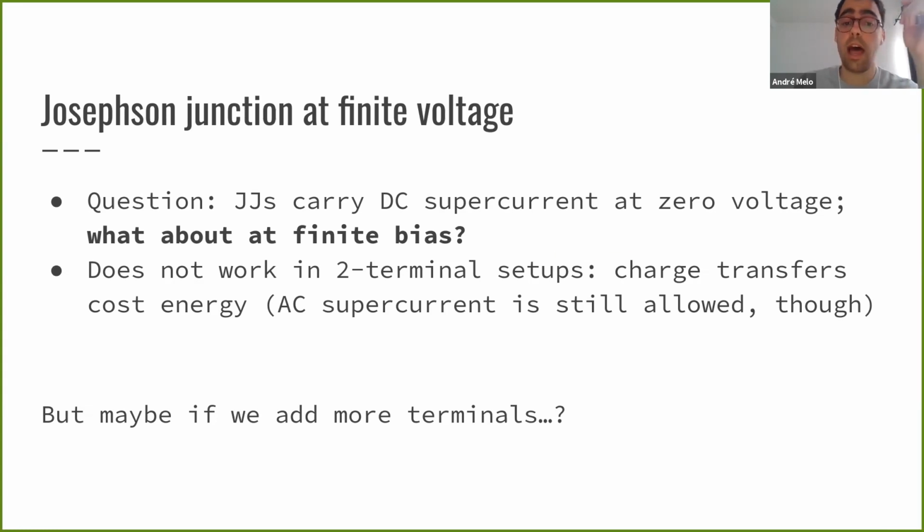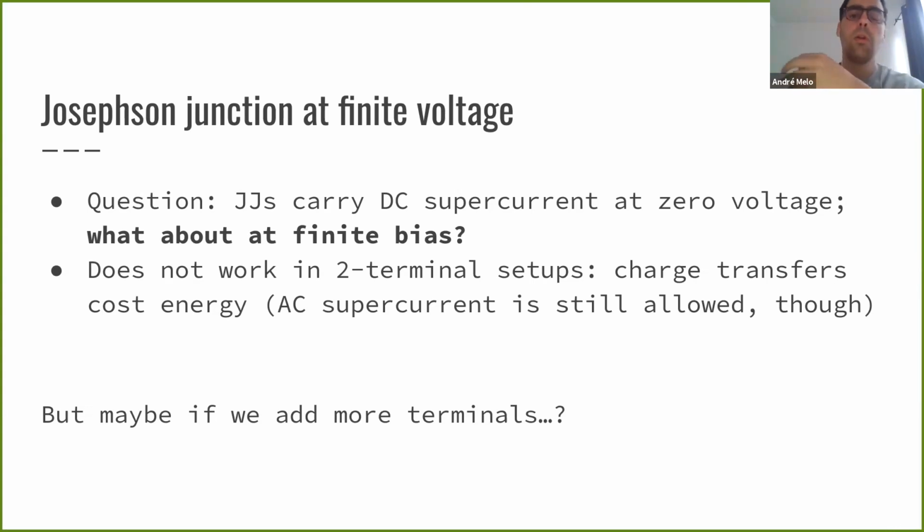You can, of course, still have AC supercurrent. That is the dual of the DC Josephson effect. It's called the AC Josephson effect. Or you could have dissipative DC current. That's through something like multiple Andreev reflections. But you cannot have DC supercurrent in an SNS junction at finite bias.